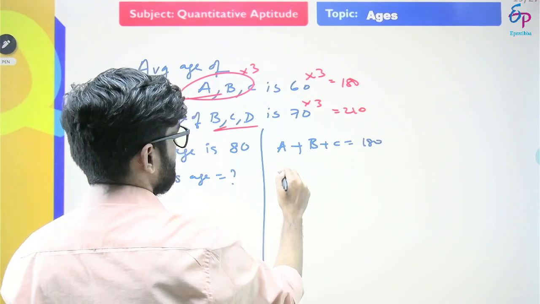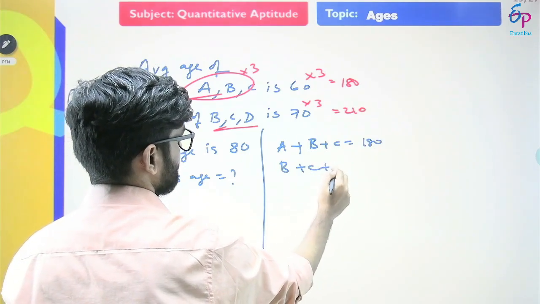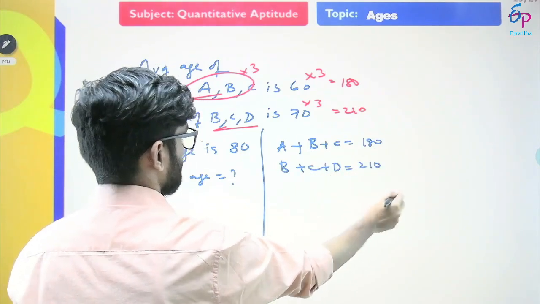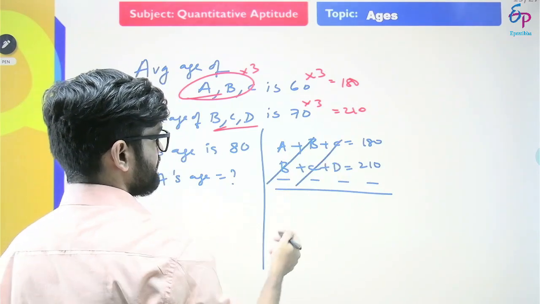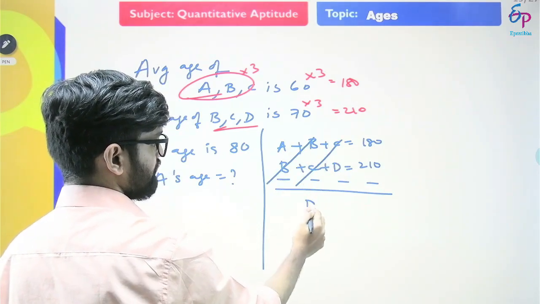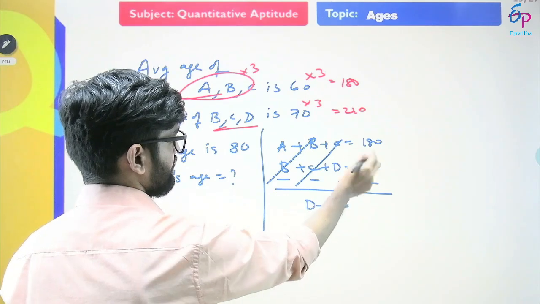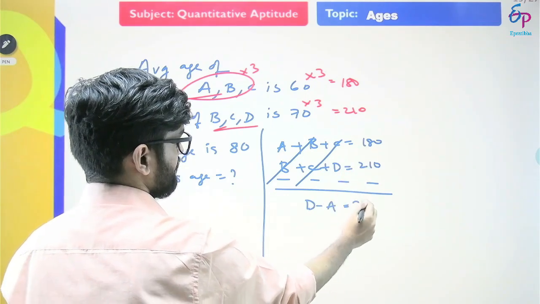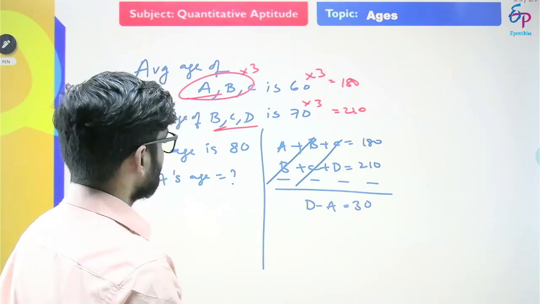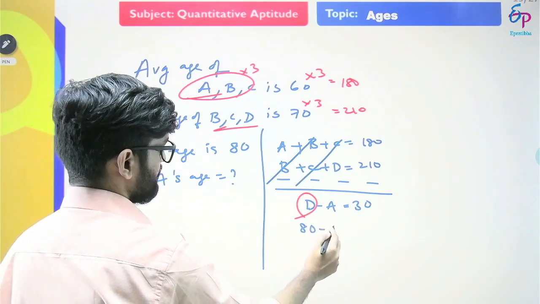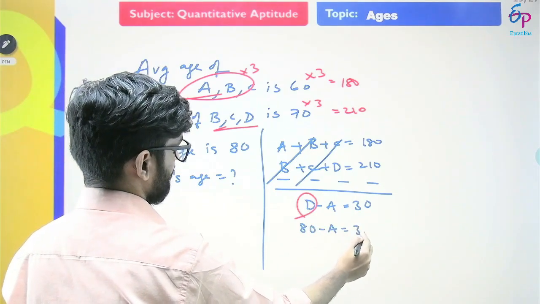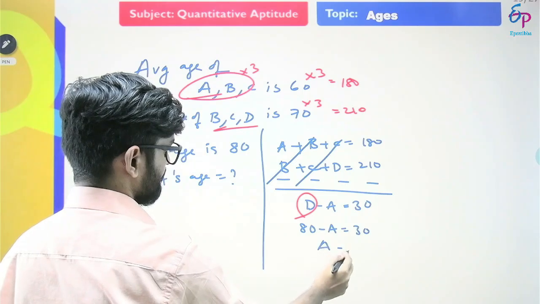180. B plus C plus D value is how much? This is 210. So minus, minus. B cancels, C cancels. D minus A, second equation minus first equation. 210 minus 180, it is 30. But D value I have given as 80. 80 minus A is equal to 30. So A is equal to how much? A is equal to 50.